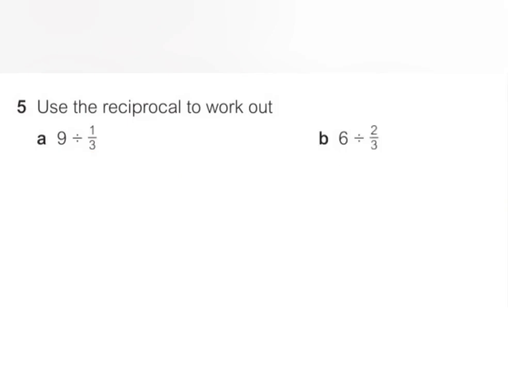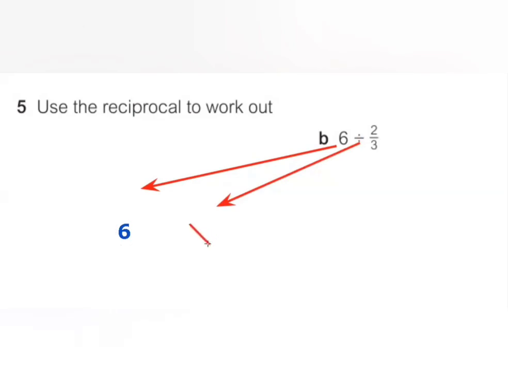Let's do B. Now let's do the same with B. We're going to use the keep, change, and flip method. Same idea. So we're going to keep the 6. It's going to be a 6 here. And then we're going to change the sign into multiplying sign. This one's going to be multiply instead of dividing. And then we're going to flip the fraction, which is 2 over 3. And when we flip it, it's going to be, very good, 3 over 2.